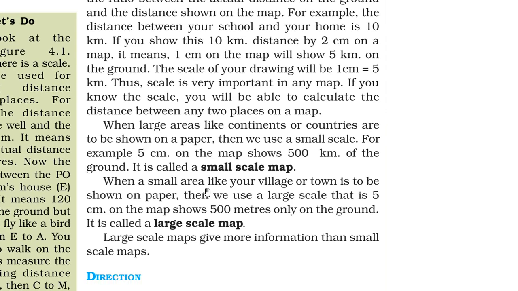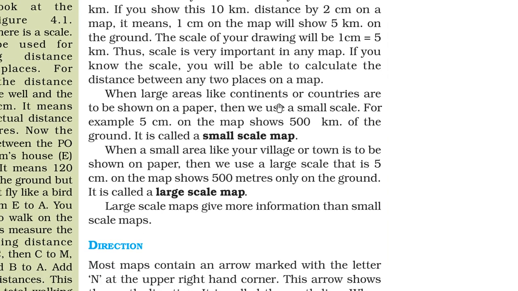When large areas like continents or countries are shown on a map, then we use a small scale map. For example, 5 cm on the map can show up to 500 kilometers on the ground. This is called a small scale map.